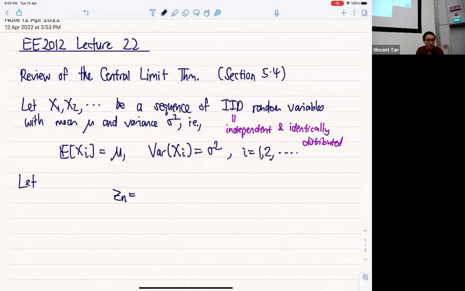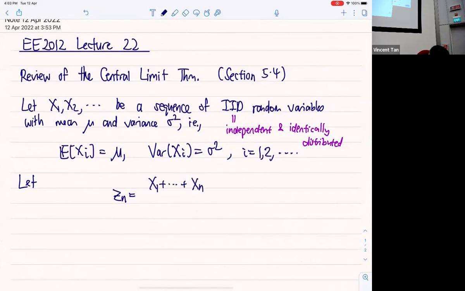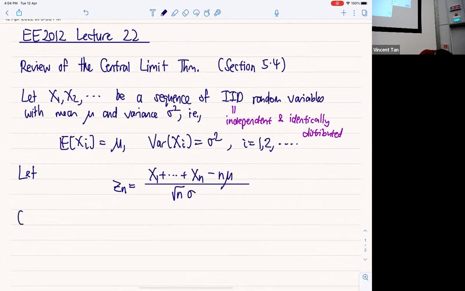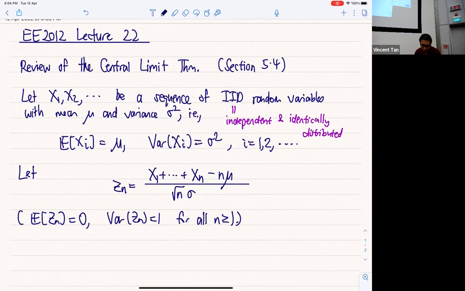So we are going to create now a new random variable. Let's call it Zn. Zn is the sum of the first n random variables minus n times the mean, divided by square root n times the standard deviation. This is a brand new random variable comprised of the first n random variables. It has the following properties: the expectation value of Zn is equal to 0, and the variance of Zn is equal to 1, and this holds for all n bigger than 1. We checked this last time, so I'm not going to check it again. They are all called normalized: the variance does not become too small or too big. It always stays at 1.